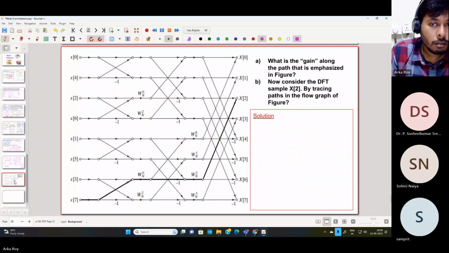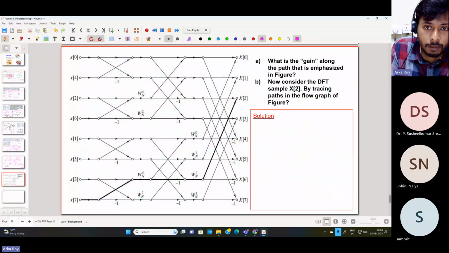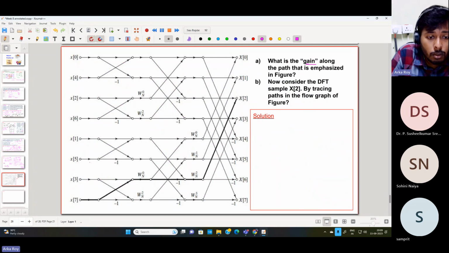Okay. So moving to the next question. We have been given a big DFT structure. In this DFT structure, the first question is: what is the gain along the path emphasized in the figure? So this is the path which has been emphasized over here. In this path, what is the gain?